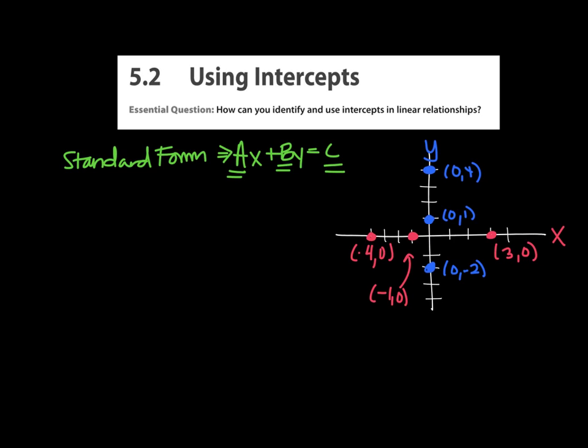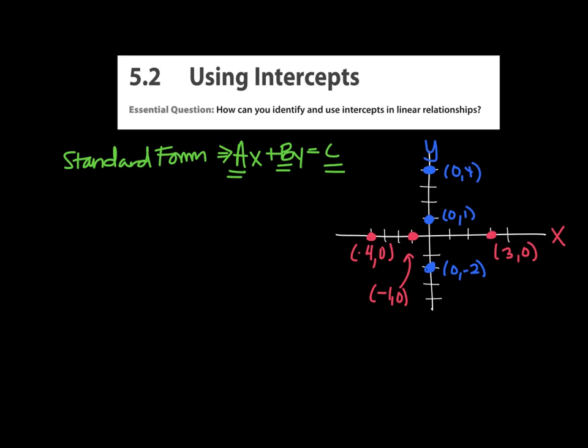And here are my points, and what I want us to do is to think about maybe what the patterns are. So hopefully you named those correctly in the right order. If we look at our points on the x-axis, notice that they all have a number in the x spot, and in the y spot they're all 0.